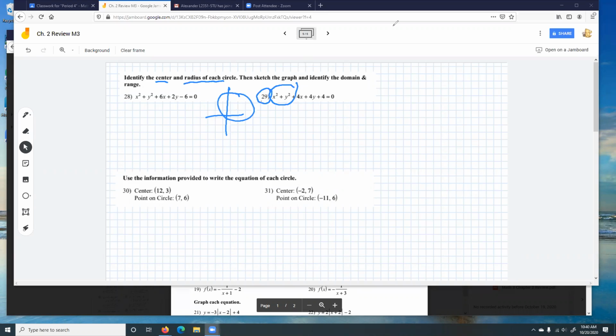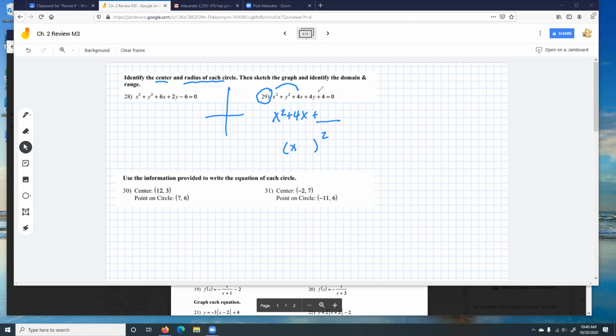Okay, so what we want to do is group the x's and the y's together. Here's an x squared and there's a 4x, so I'm going to group those together. I'm going to go x squared plus 4x. And then I'm going to need to add some number because my goal is to get an x squared in here. I need to complete the square.